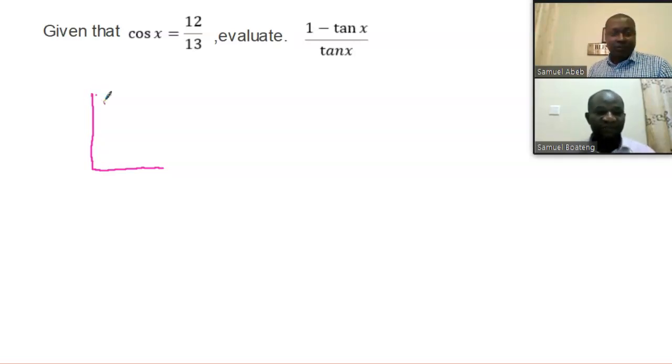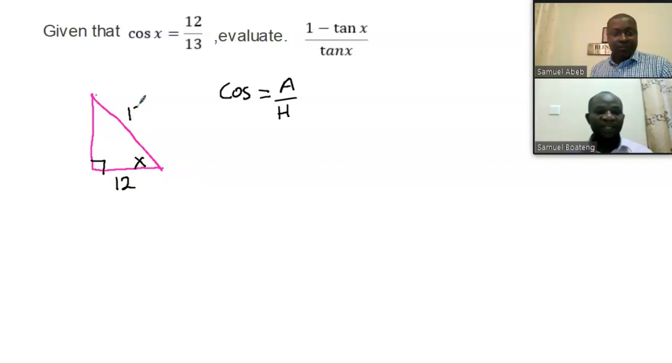Now let's continue. The same way, you have been given cos x to be 12 on 13. So the acute angle is x. Cos of any acute angle is adjacent over hypotenuse. With the fraction given, the adjacent will be 12 and the hypotenuse will be 13. So we have to find the opposite side.